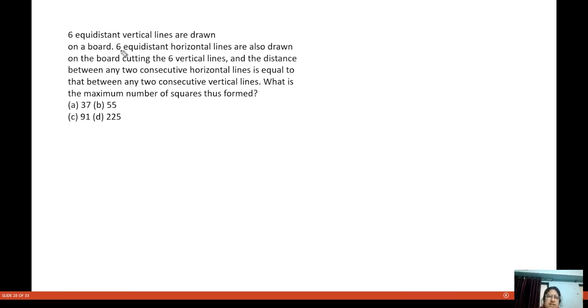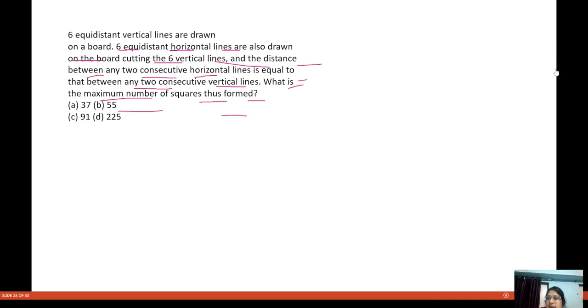Look at this question. Six equidistant vertical lines are drawn on a board. Six equidistant horizontal lines are also drawn on the board, cutting six vertical lines. And the distance between any two consecutive horizontal lines is equal to the distance between any two vertical lines. What is the maximum number of squares formed?